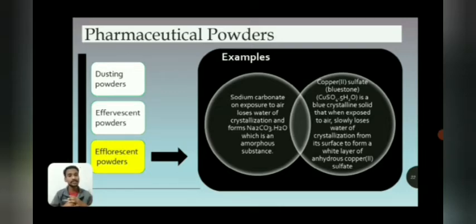The second and best example is copper II sulfate, which we call blue vitriol, that also shows the property of efflorescent powder. As we know, efflorescent powder does not absorb water from the external environment, so it does not form any type of solution because it has no affinity with water.